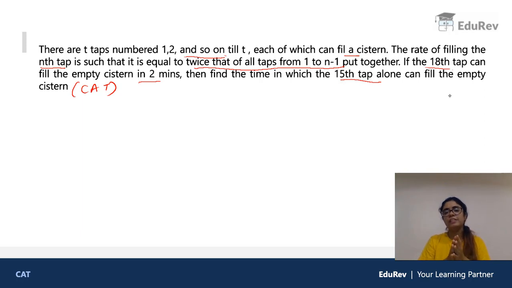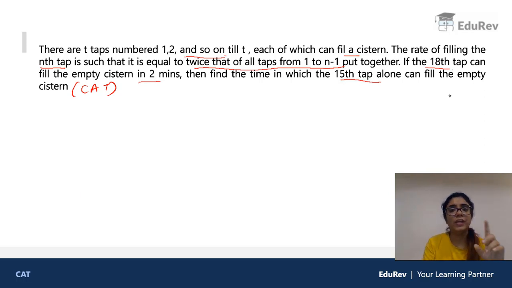Let's say the first tap fills X units in 1 minute. Tap number 2 will fill double of that, so it will fill 2x units. Now tap 3 will fill double of 1 and 2 together. Tap 4 will fill double of 1, 2 and 3 together. Tap 5 will fill double of 1, 2, 3, 4 together.